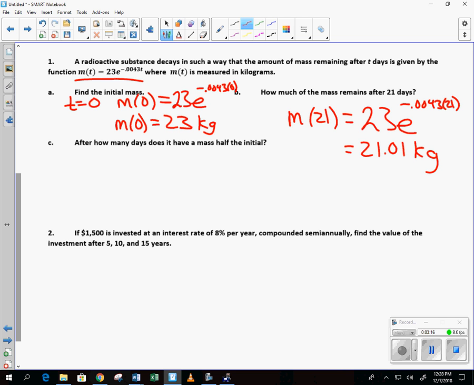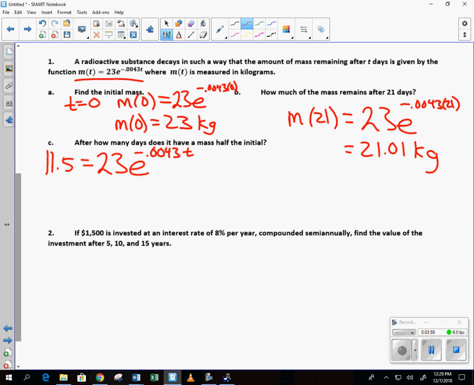Now we'll change it. It says, after how many days does it have a mass that is half the initial? A mass that is half the initial. Well, that sounds important. Now, instead of finding the mass, what variable am I solving for? Yeah, the number of days, the time. I want to find the time. Well, if the mass is half the initial, what's half of 23? 11.5. So 11.5 is equal to 23 times E to the negative 0.0043 T. So I use the same equation. I just use 11.5 for the mass, and I'm trying to solve for T.